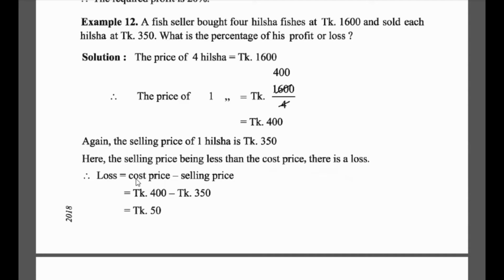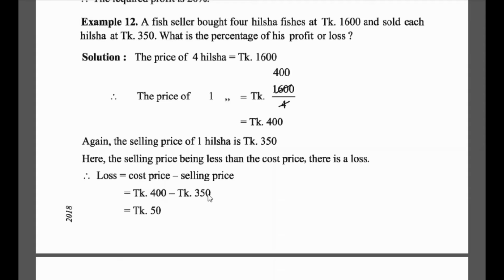So the loss is equal to, it must be cost price greater than the selling price, so cost price minus selling price. The cost price is 400, which we've got. So we'll replace the cost price by 400, minus the selling price given in the question, 350.